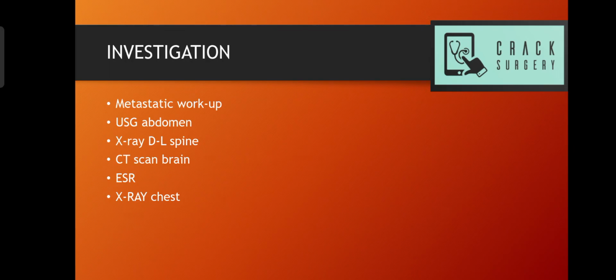Third is metastatic workup: USG abdomen for spread of CA to the abdomen, X-ray of the lumbar and dorsolumbar spine, CT brain for brain metastasis, and X-ray chest.